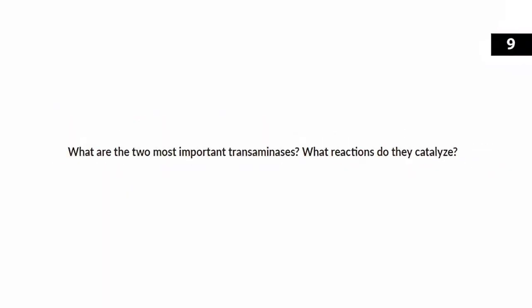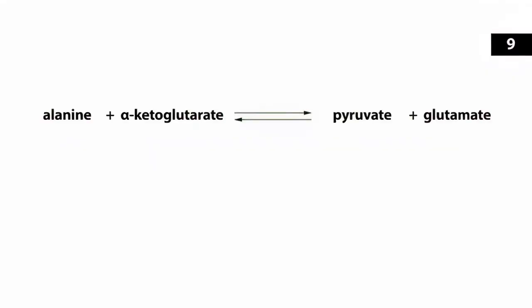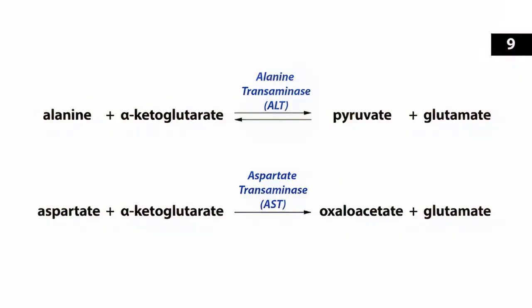Then the next question says, what are the two most important transaminases, and what reactions do they catalyze? Transaminases are named based on the amino acid that donates the amino group to alpha-ketoglutarate. So alanine transaminase, which is commonly abbreviated ALT, is going to transfer an amino group from alanine to alpha-ketoglutarate, and that makes pyruvate and glutamate. And then aspartate transaminase, or AST, transfers an amino group from aspartate to alpha-ketoglutarate, which gives you oxaloacetate and glutamate.